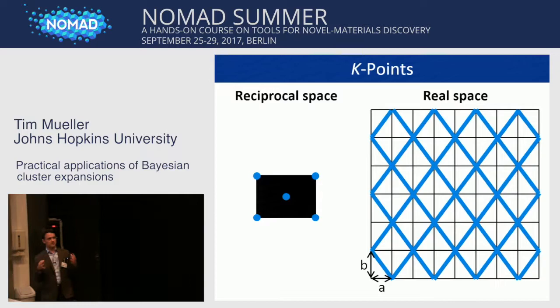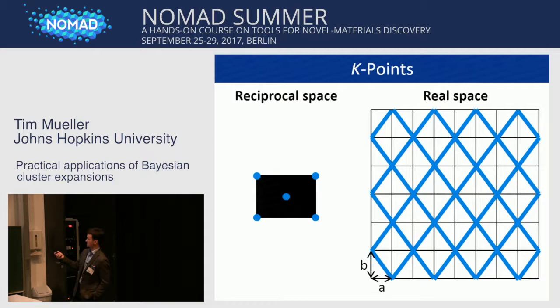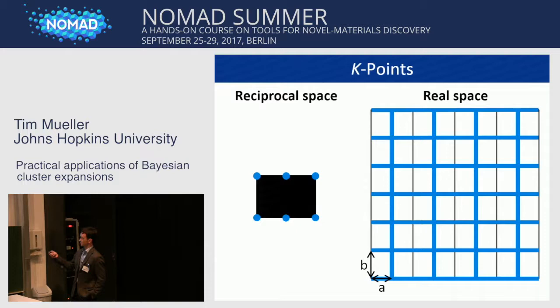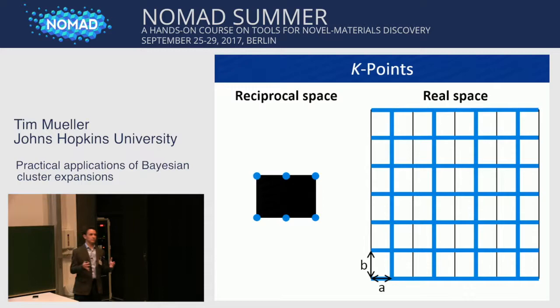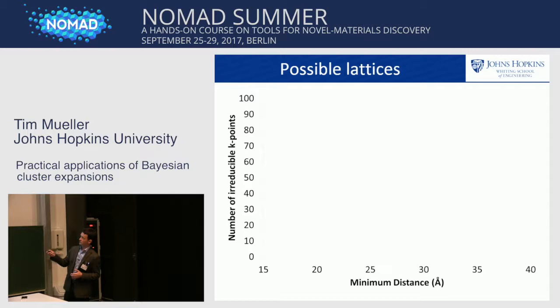In this case, that's why this grid, where the shortest distance is the diagonal of one of these unit cells, is better than this grid, where the shortest distance is just one of the edges of these unit cells. So this shortest distance between the lattice points becomes our metric for how accurate our integral is. And the cost is going to be the number of symmetrically distinct, or irreducible, K-points we have.